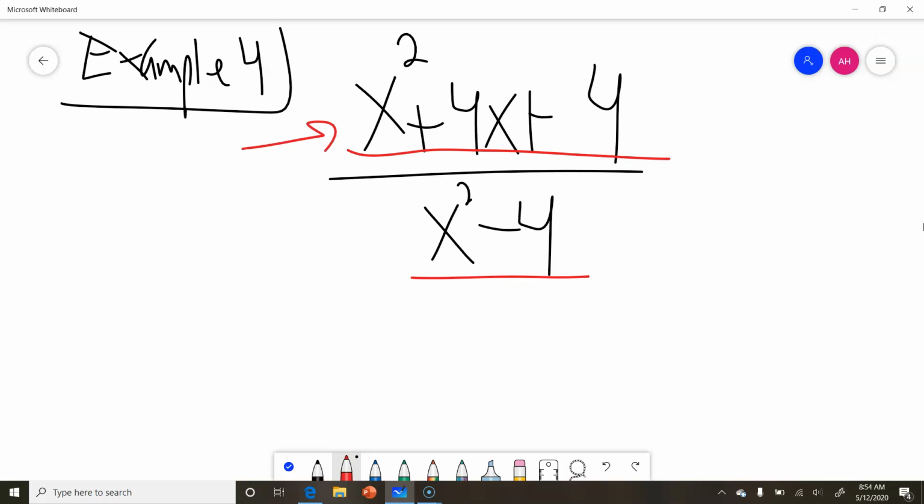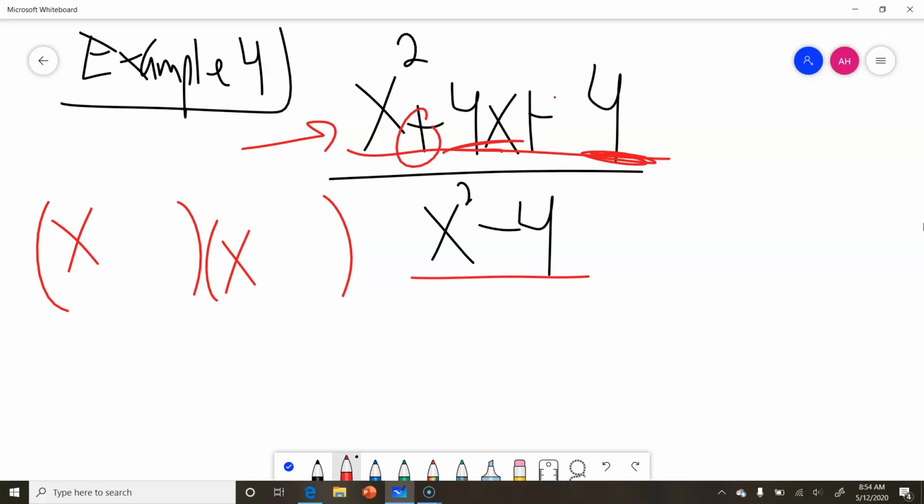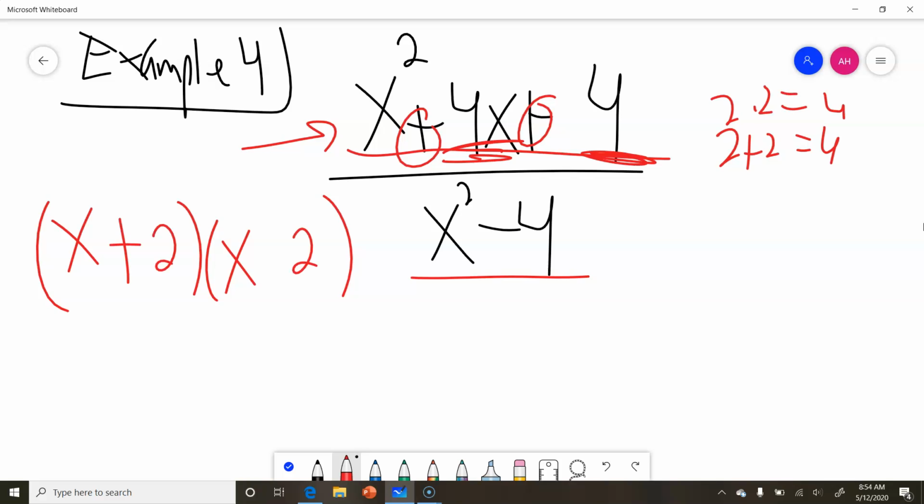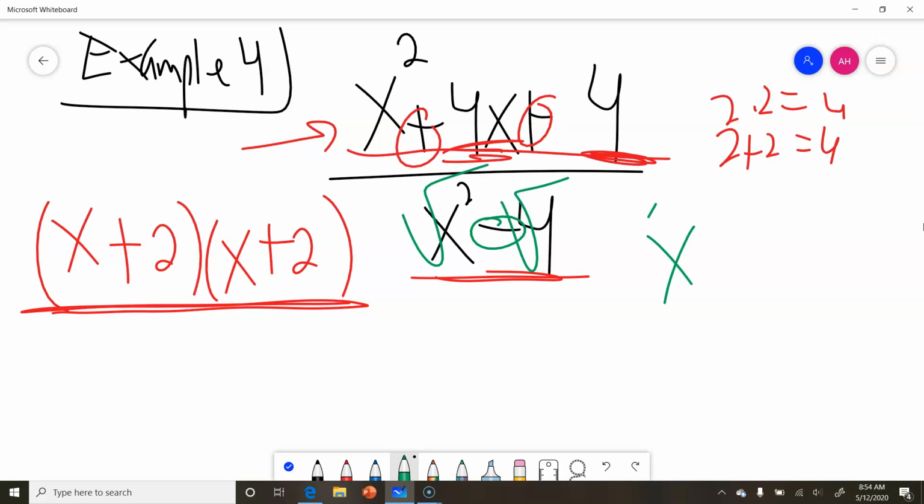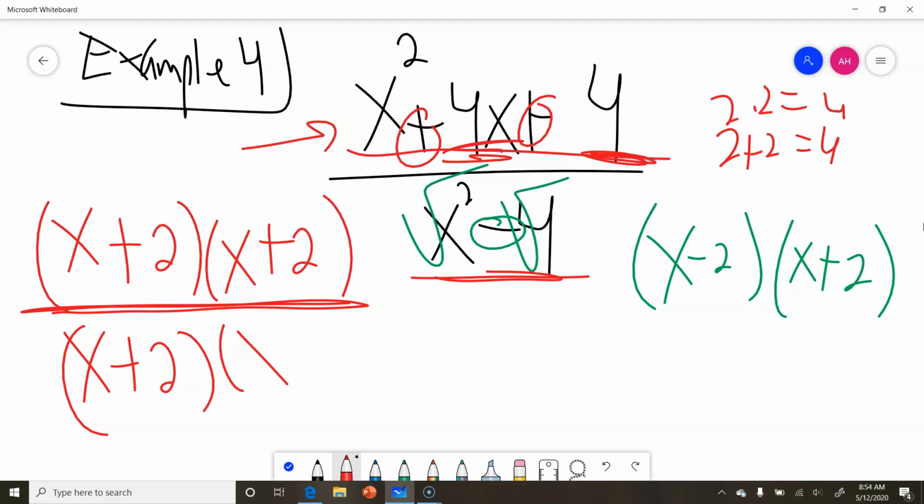So let's start with the top one. So I have x times x. Okay, so what times what is 4? We got 4 and 2, but then added together, see they're both plus, is going to give me 4x. Well, 2 plus 2 is 4, and 2 times 2 is 4. So I know it's going to be plus 2 and plus 2. Divided by, right, that's the top. And now I got to factor this guy. Now, if you remember, this is a difference of squares, right? I can take the square root of both, and I get x, and I have x minus 2, x plus 2. So I rewrite that down here, x plus 2, x minus 2. Now, I say, what do they have in common?